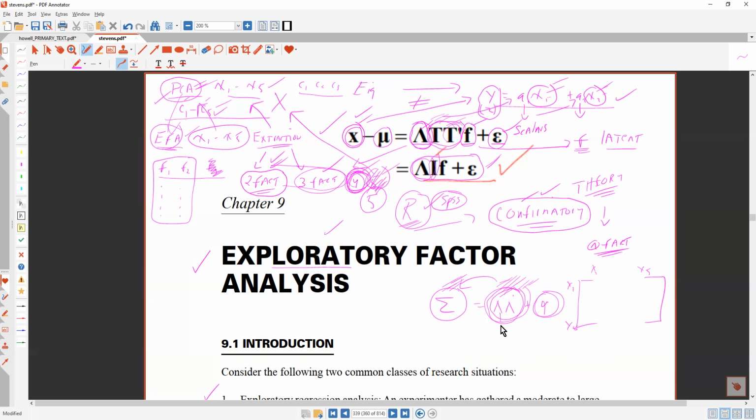You can just take one of them. What's this going to look like? Well, it's going to be a loading matrix, but the question is how many loadings is it going to have? Is it going to have loadings for 1 factor? Is it going to have loadings for 2? Is it going to have loadings for 3, etc.?